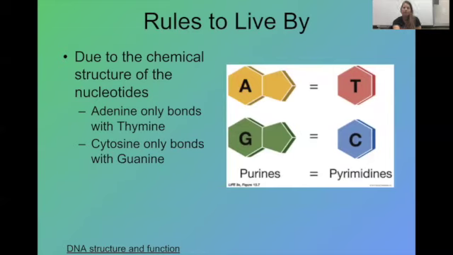Rules to live by. A purine always bonds with a pyrimidine, and your purines are adenine and guanine, and your pyrimidines are thymine and cytosine. A with T, G with C, and there's a little math you can do here.